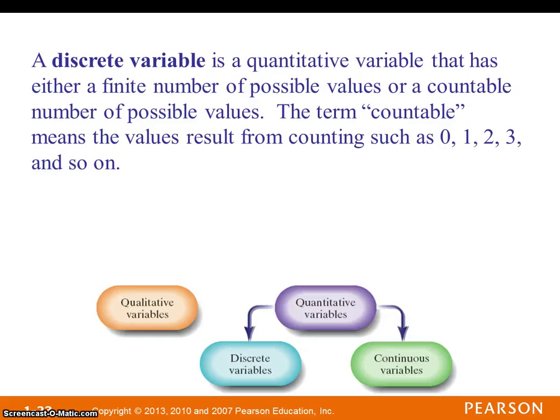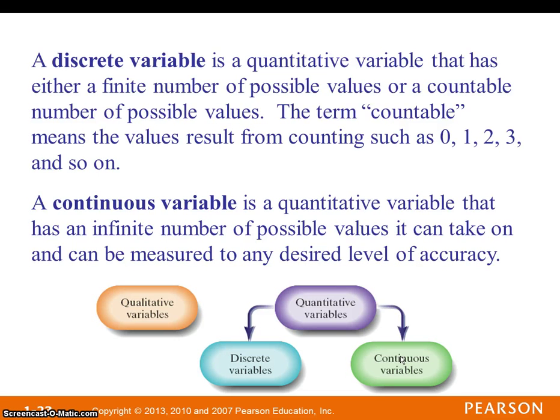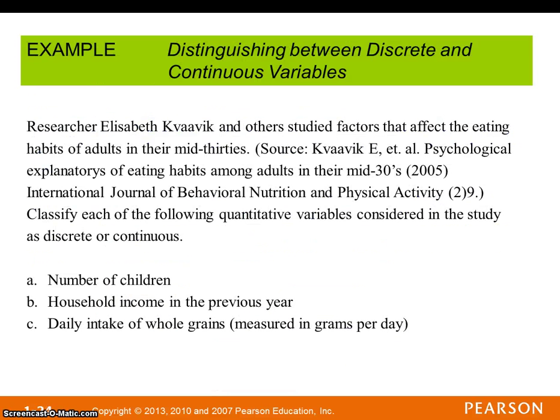The term countable means that the values result from being able to count 0, 1, 2, 3, and so on. Qualitative variables basically can't be discrete or continuous because they're not quantitative, so only quantitative variables can be discrete or continuous. A continuous variable is a quantitative variable that has an infinite number of possible values it can take on and can be measured to any desired level of accuracy.